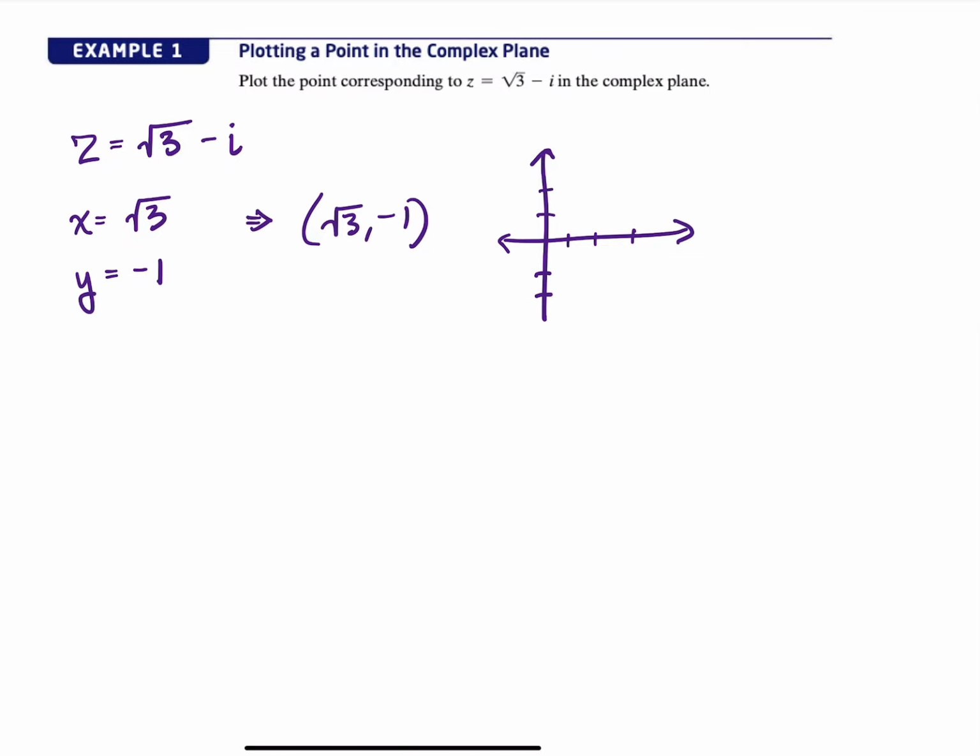So if this is our real axis, and this is the imaginary axis, root 3 is a little bit between 2 and 3. So I'd go that distance in the real direction, and then -1 in the imaginary direction. So somewhere roughly down here. That will be our point, call that z, which is root 3 minus i.